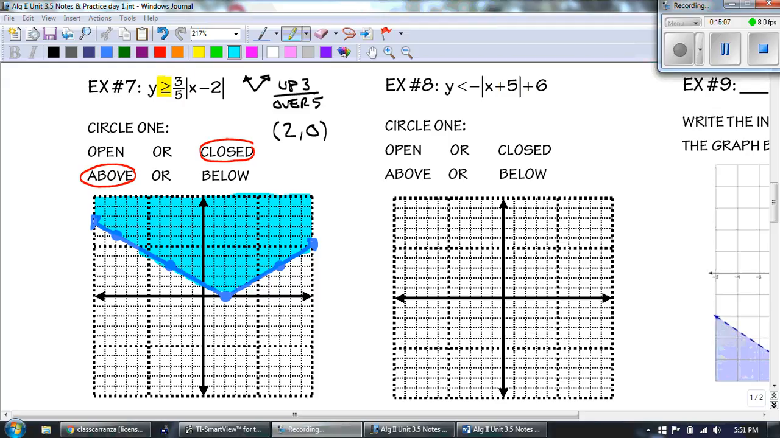Okay, and there you go. Now just remember to do as many points as you can. All right, number 8. You ready? You guys are gonna do that one all on your own, okay? Just remember that there is a reflection, and when there is no number out front, that means you're going down 1 over 1, okay? All right, pause the video. Good luck.